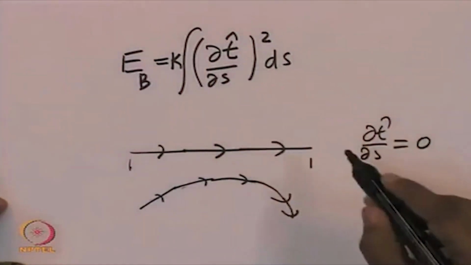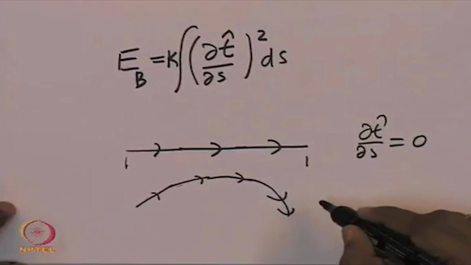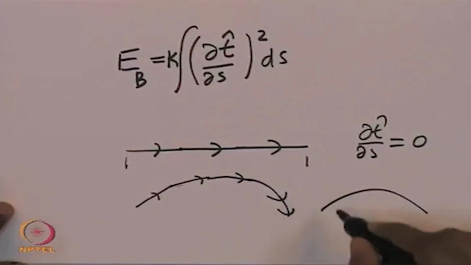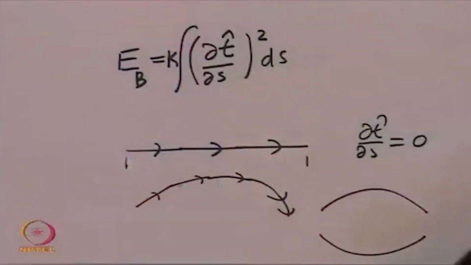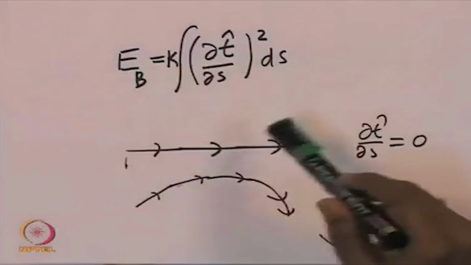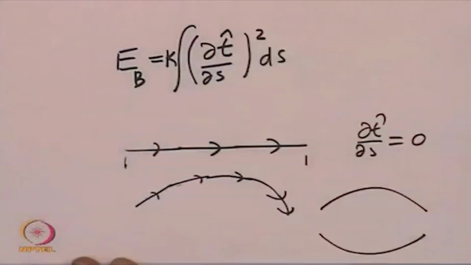Now, why is it square? Because del t by del s has a different sign if it is bent like this or like this, but the energy to bend any filament, if you bend this way or this way, is the same. If you assume everything is symmetric, the energy shouldn't depend on which way you bend it. Therefore, we don't want that sign to come into the energy. So, the simplest way is to put a square.